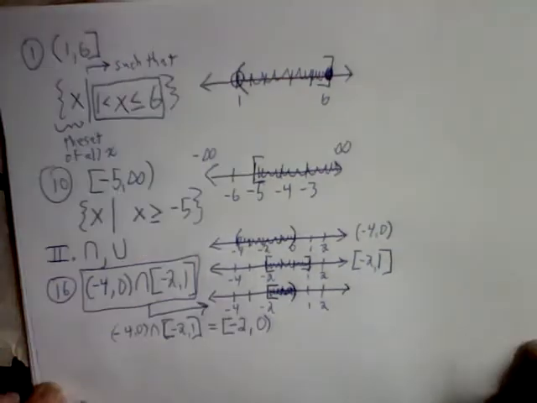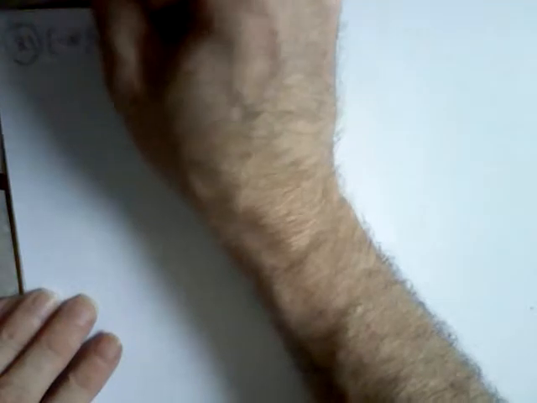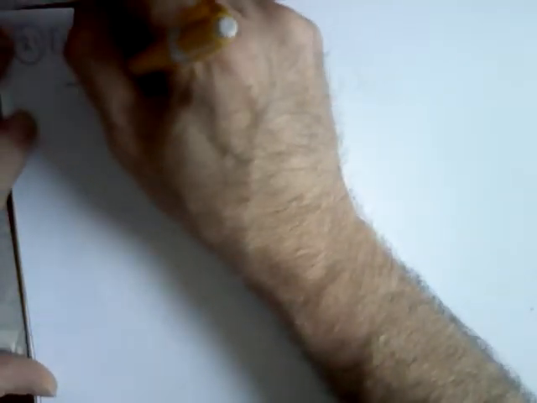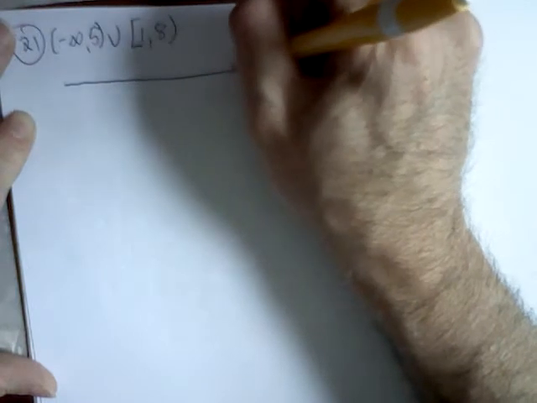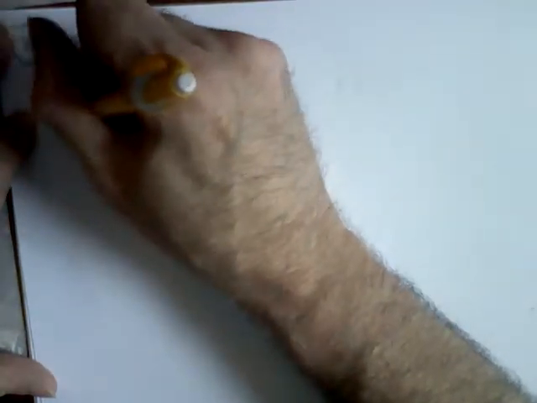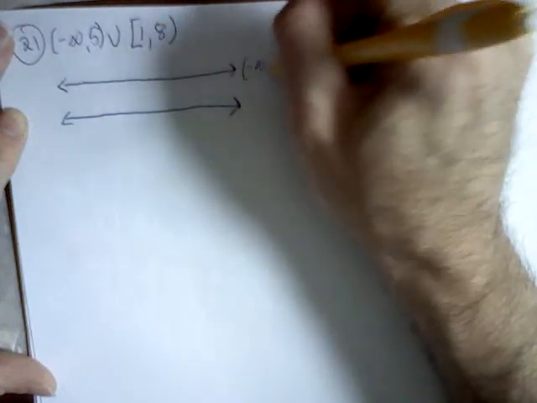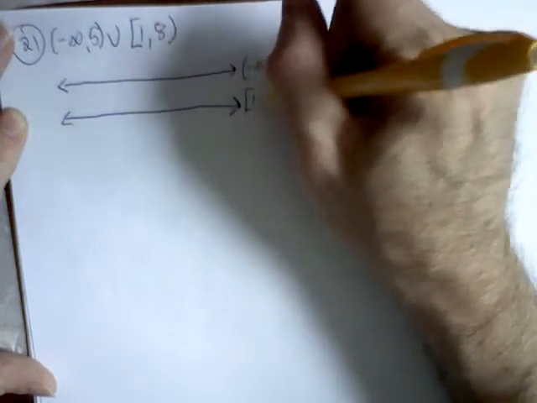Okay, let's look at a union version of this problem. So 21, we have -∞ to 5, union with 1 to 8. Okay. So the union, if it's in one or the other, it'll be in the union. Okay, so it's not as exclusive a thing as the intersection, right? For the intersection, it had to be in both. For the union, as long as it's in one or the other, it's in the end union set. Okay, so I'm going to write -∞ to 5. I'm going to put 1 to 8.